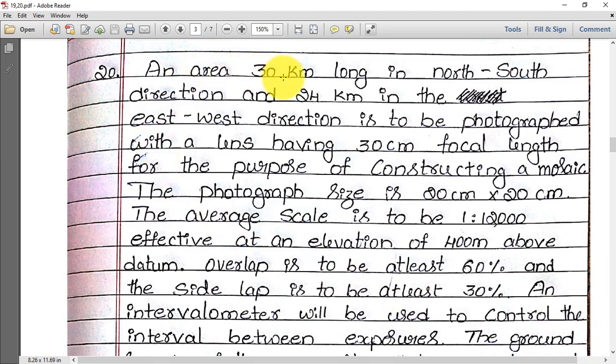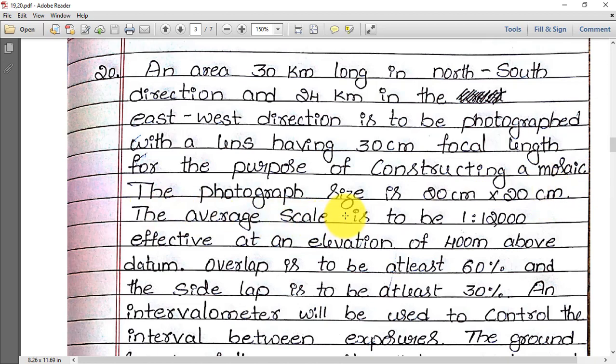An area 30 km long in the north-south direction and 24 km in the east-west direction is to be photographed with a lens having 30 cm focal length for the purpose of constructing a mosaic. Mosaic means, again, it is a map only. Don't be confused. Mosaic means map only.